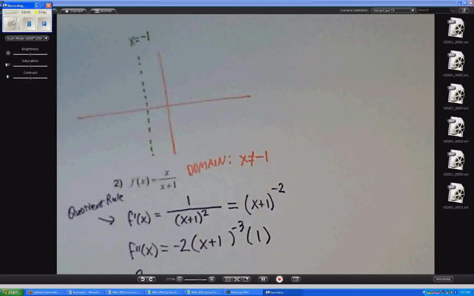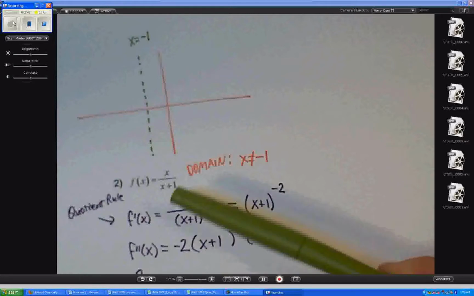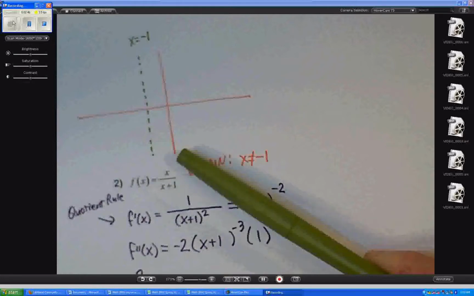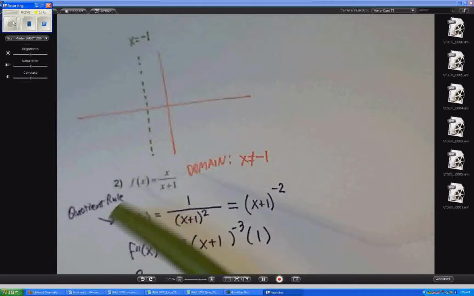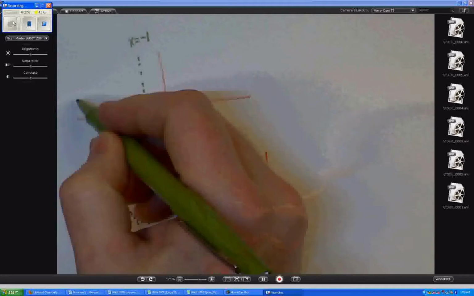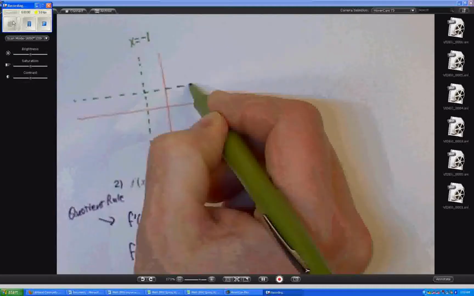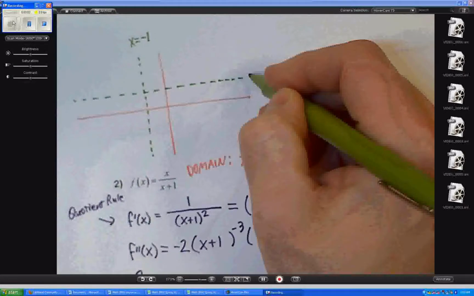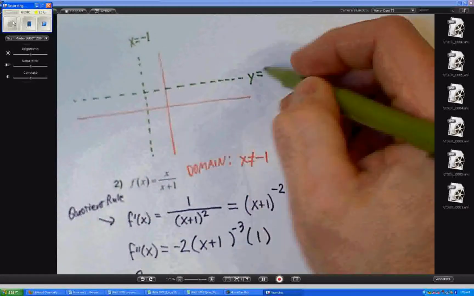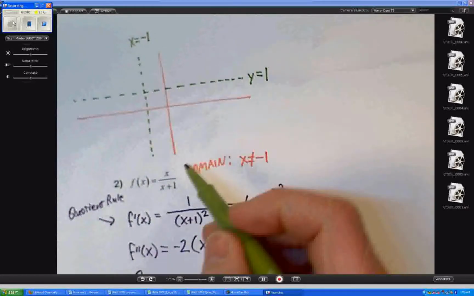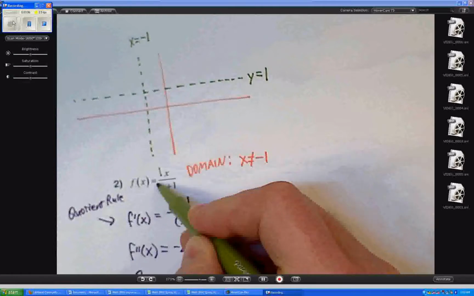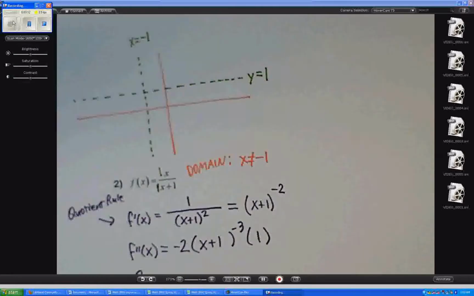How do you know? The powers are the same. The leading term has the same power, and the coefficients are 1. So what's the horizontal asymptote? It would be y equals 1, because what we do, remember, is we look at the leading coefficient, 1 and 1. And whatever that fraction is, that's what the horizontal asymptote would be. That's the limit as x goes to infinity.